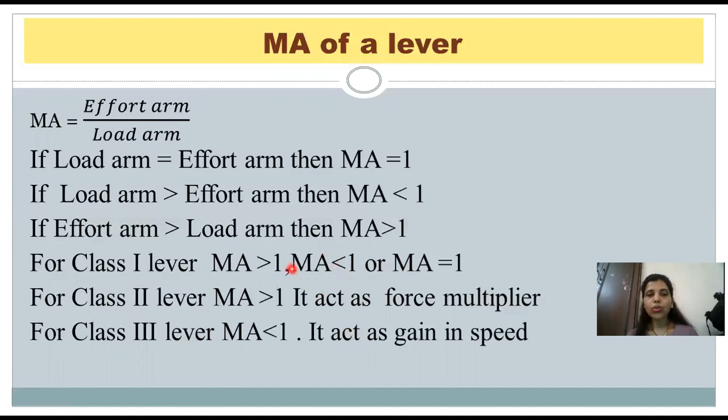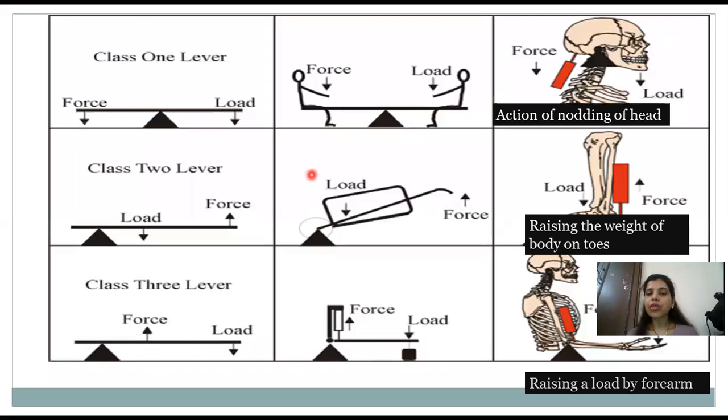So children, now we go to the next slide. This is important, where you have to understand in the human body, in which position, bones, when they are functioning, act as levers, due to the joints which are present, so that the working becomes easier. So there are three types of levers which are present. Here you can see the action of nodding of head.